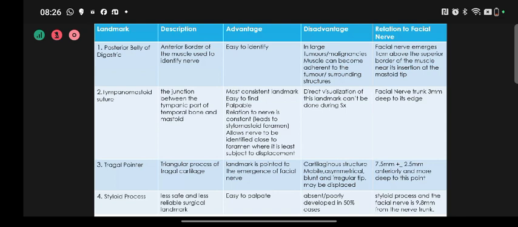Though it's a bony prominence, it is a less safe and less reliable surgical landmark because it is too deep. By the time we have encountered the styloid process, most likely the nerve would have been injured. The advantage may be to some that it is easy to palpate. The disadvantage as a landmark is that it may be absent or poorly developed in 50% of cases. In relation to the facial nerve, the styloid process is 9.8 mm from the nerve trunk.